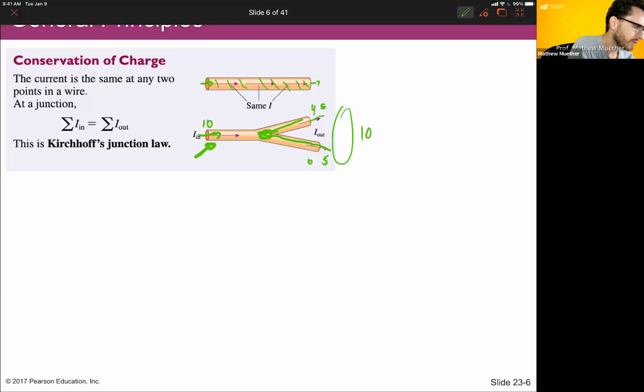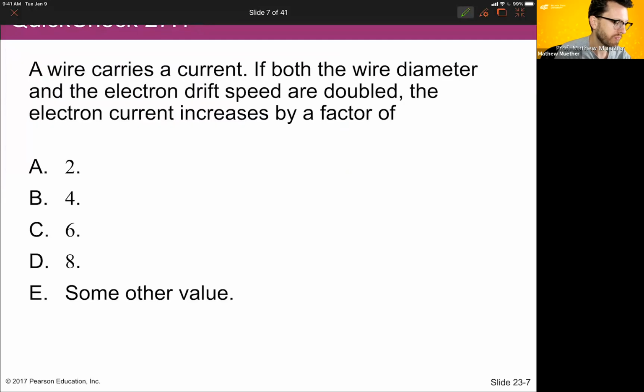Okay. We write this down as Kirchhoff's junction law. It says all the currents flowing into some junction have to be equal to all of the electrical currents flowing out of that junction. And we're going to see how that looks as we go along today. Okay. So that's a real quick overview of the concepts that were introduced in this chapter. So let's do some quick check problems to see how we're doing with our understanding.